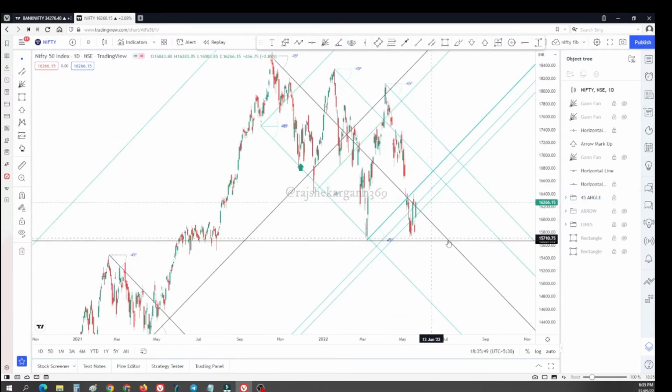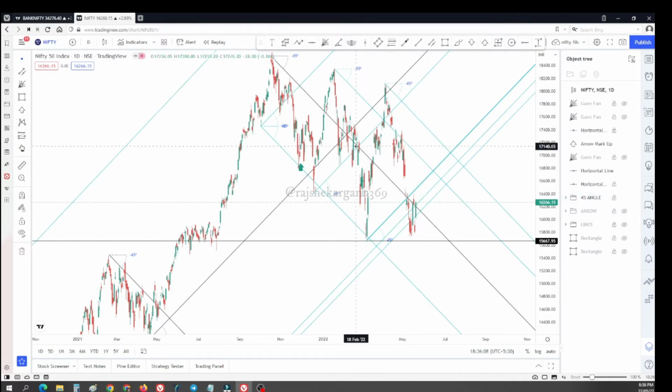If we break this, then all the other 45 degrees which is coming from the previous tops will create hurdle. Means if we manage to stay above this, the trend will be intact, but it will not be easy. Means the ride will not be easy. First hurdle, this one, the next one is this one.